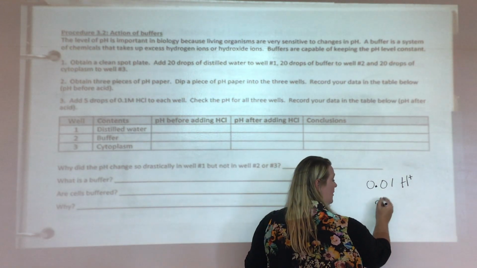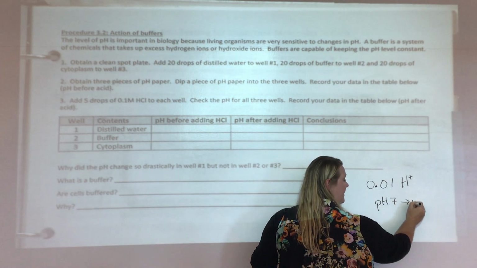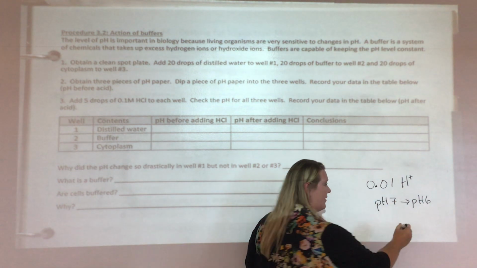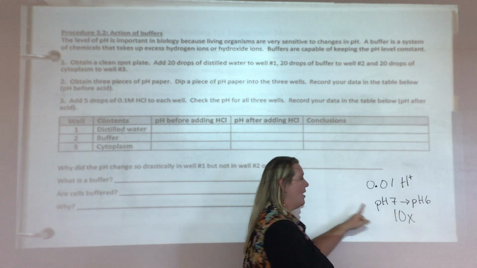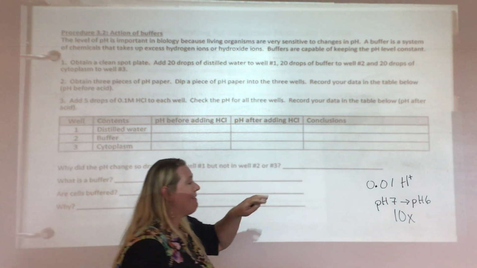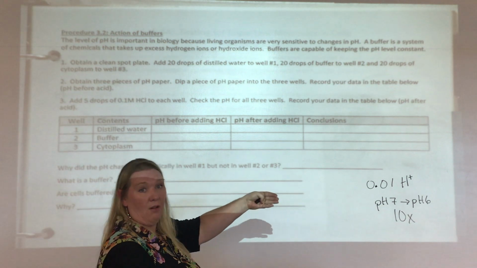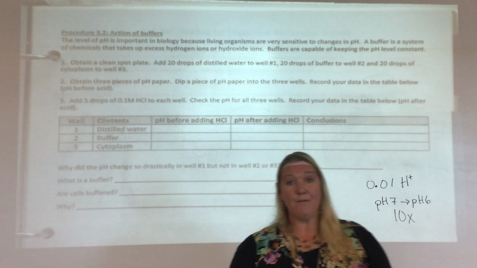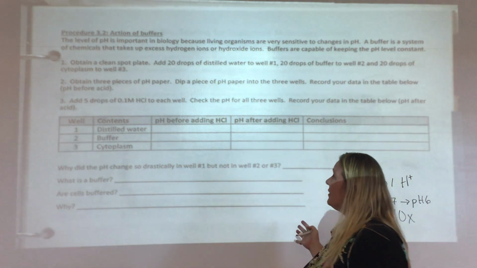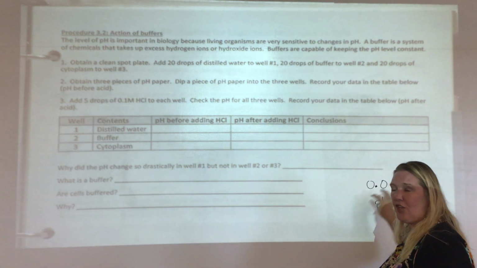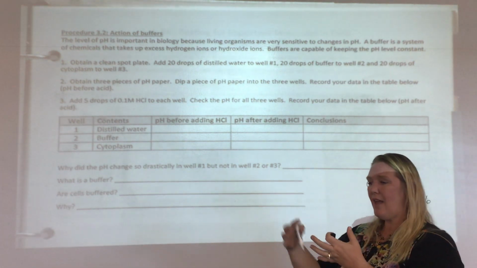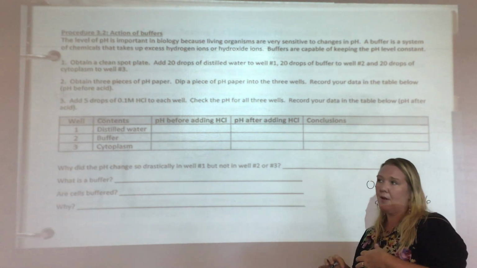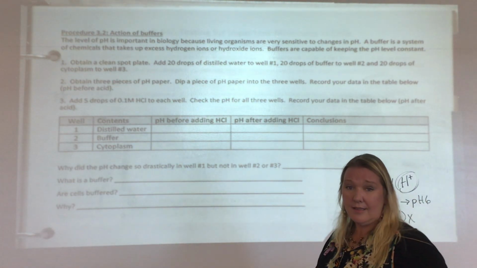To go from a pH of 7 to a pH of 6 is 0.01 difference, 10 times more acidic. And that can be detrimental to a cell, to an organism. So living things have what are called buffers, and those buffers are going to help resist this change. They're going to have chemicals there that can help bind up all those extra hydrogens that become present. You may have heard the term antioxidant.